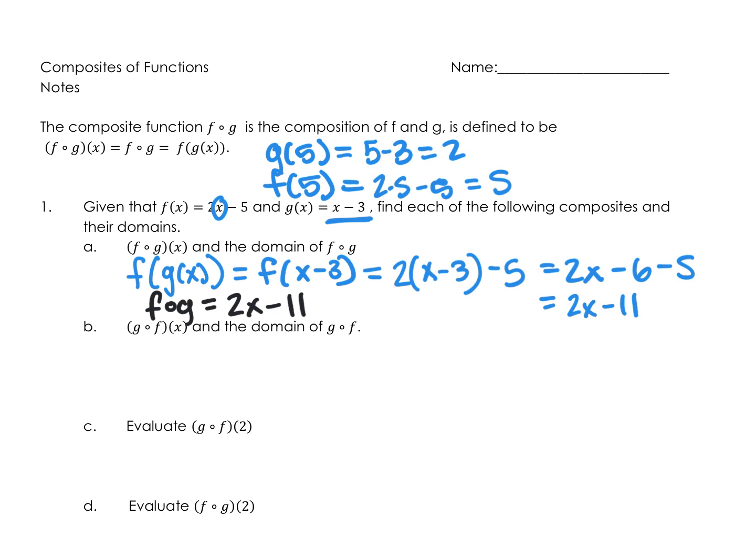Now, the question asks us to do something else too. It says, find each composite and what? What else did it ask us to find? The domain. So now you need to look at your answer, use what we did yesterday, and find the domain of this answer. So write down what you think the domain is.